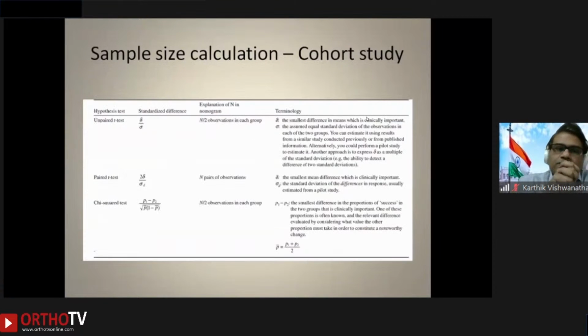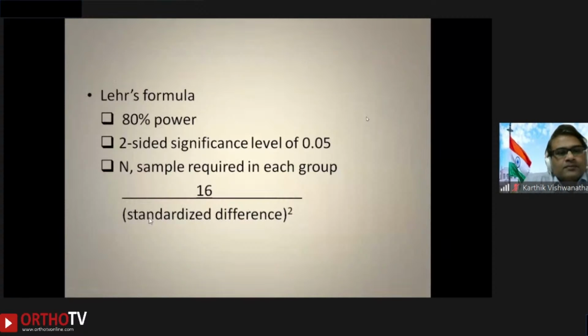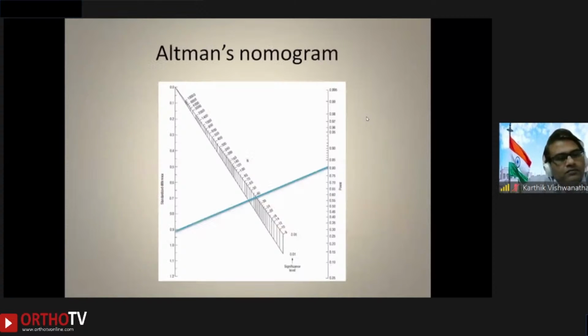Then there is another thing. If you're comparing two groups, then we need to find the standard difference. And for various statistical tests, there are formulas available. Then you use Lehr's formula, which is 16 divided by standard difference squared, which gives you the sample size in each group.